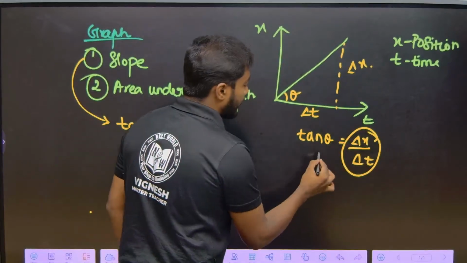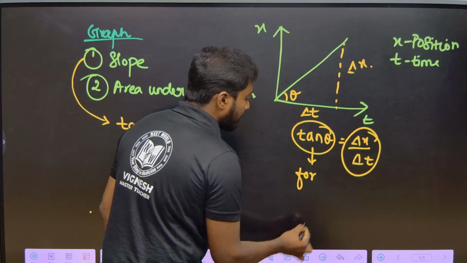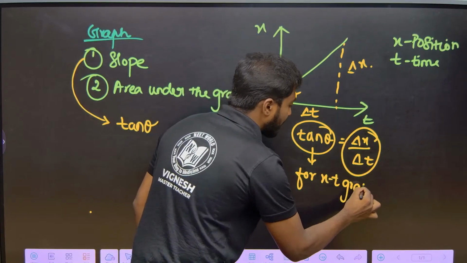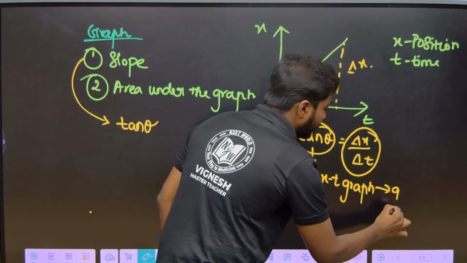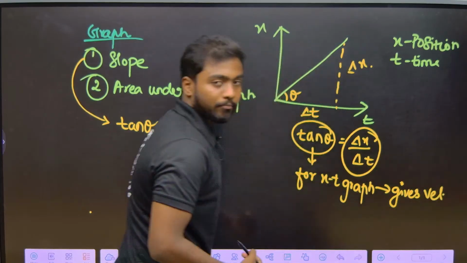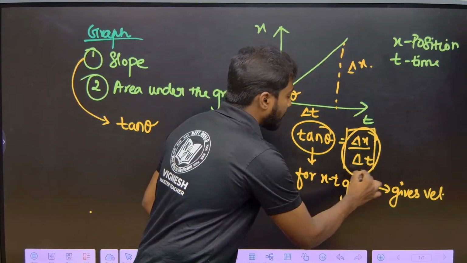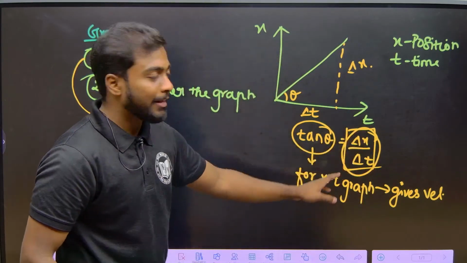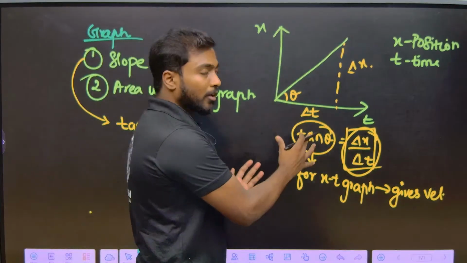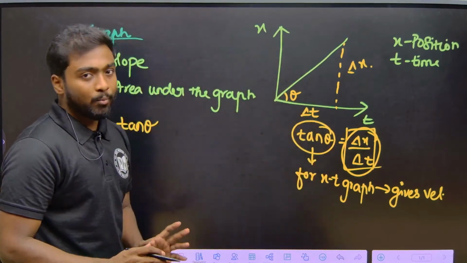So I will write here: tan theta for xt graph gives velocity, right? I hope you got the term. What is delta x by delta t? Displacement by time is nothing but velocity, right? So whenever we are talking about a slope for x versus t graph, we get velocity.